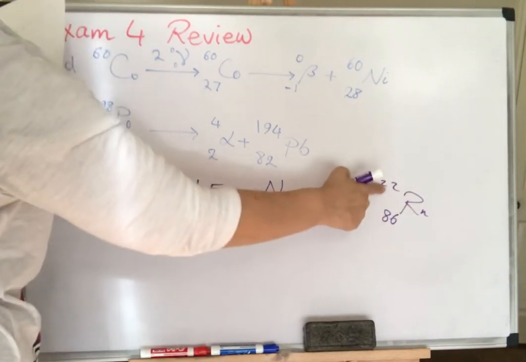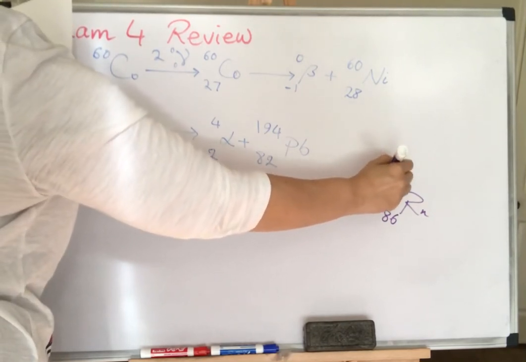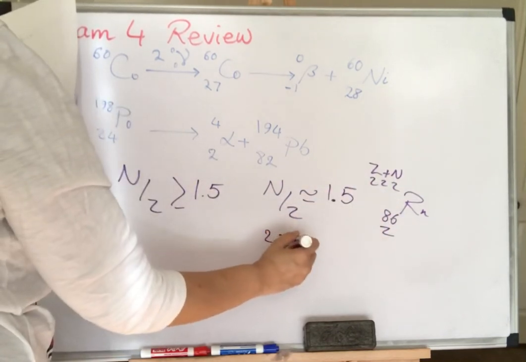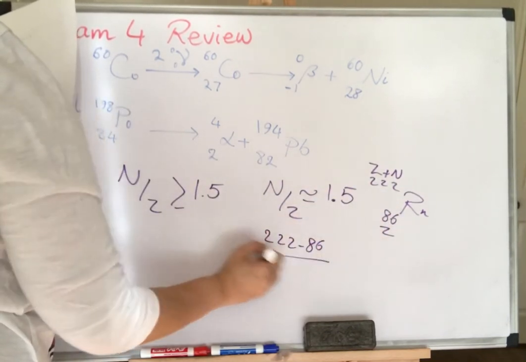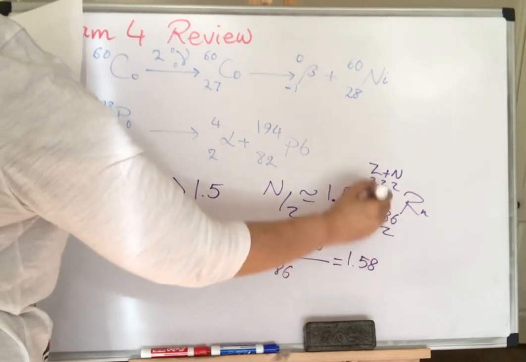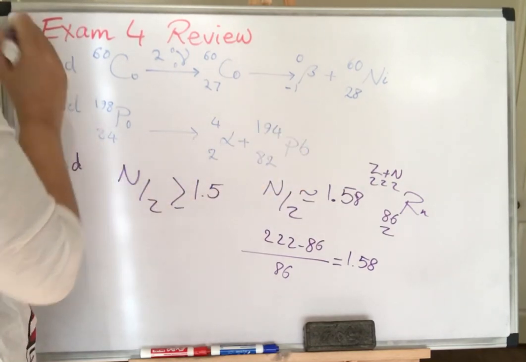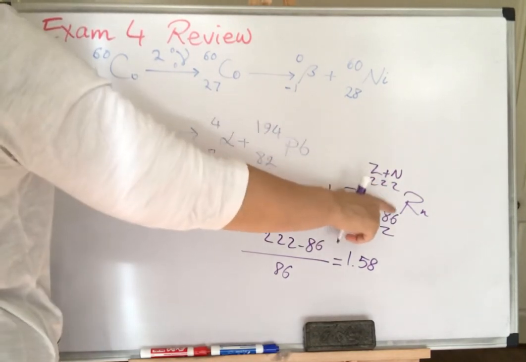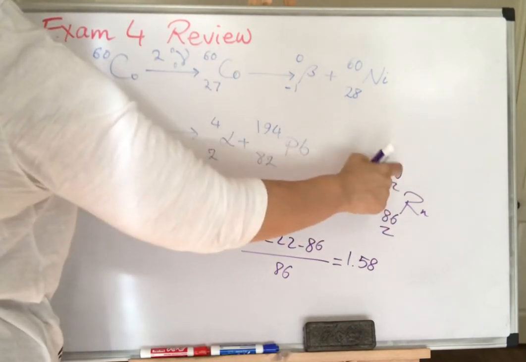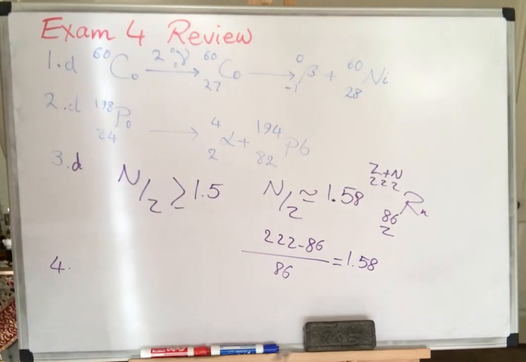So don't divide this by this. This is not N. This is Z plus N, and this is Z. So you would do 222 minus 86 divided by 86. This ratio is going to be 1.58 for this radon. So make sure you subtract this from this and then divide by Z. This is not N. This is Z plus N. So again, D is the correct answer.